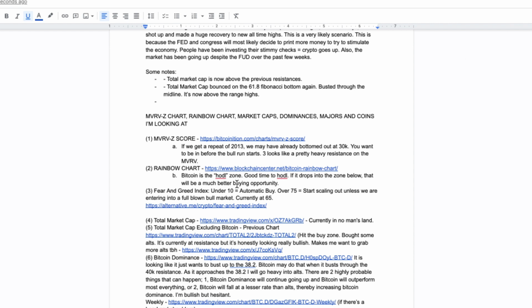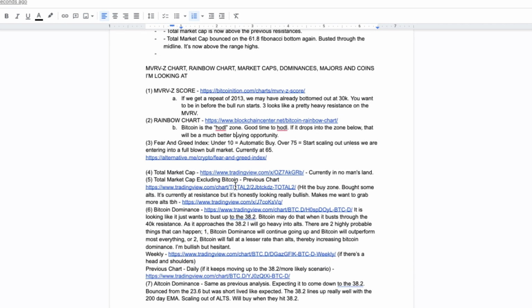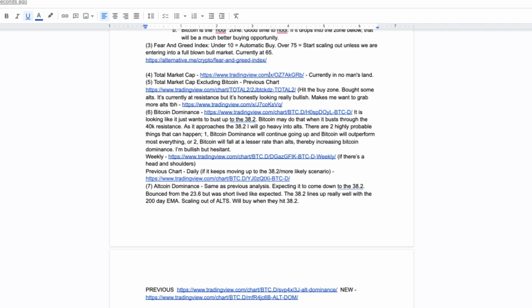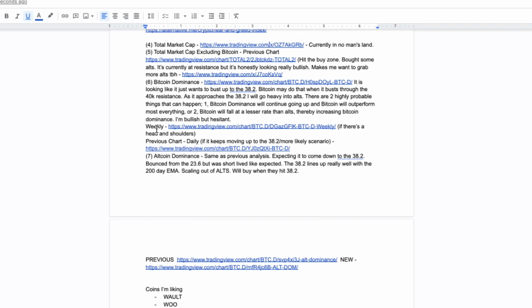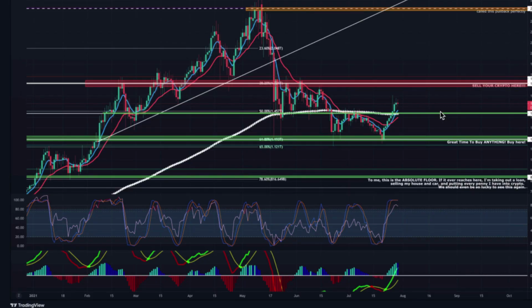So now I look into the total market cap. This was the last time that I did it. The total market cap here was in no man's land. You don't want to buy it when it's here, period. Look at it, it could go up or down. You have no idea what will happen at this one. You want to either buy it here or sell it here.